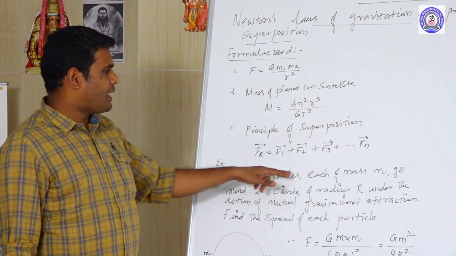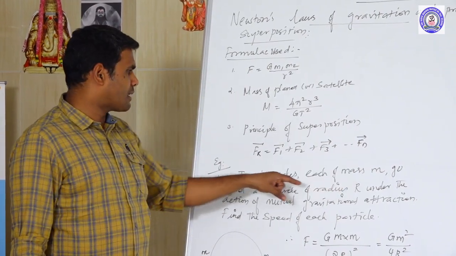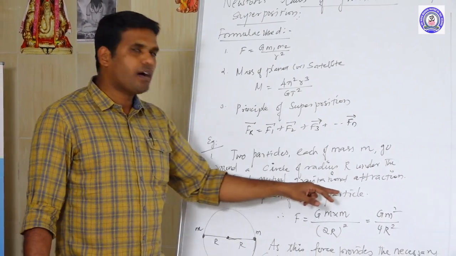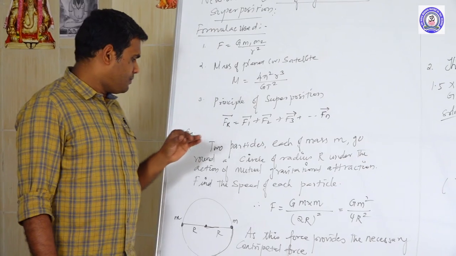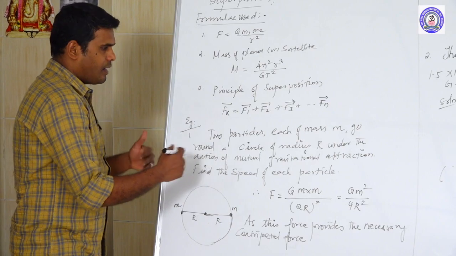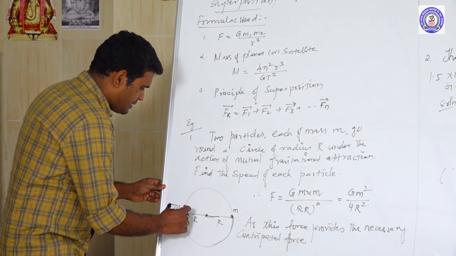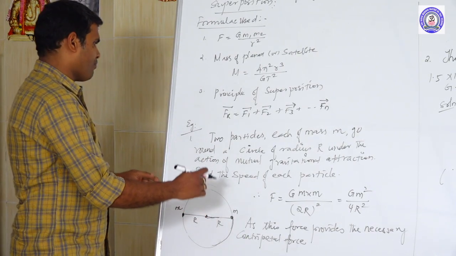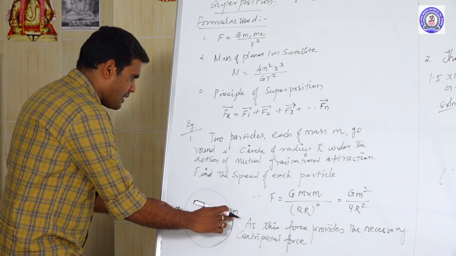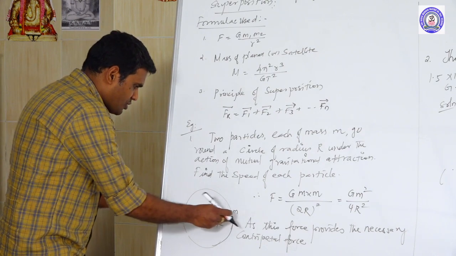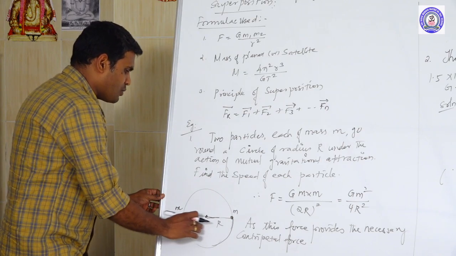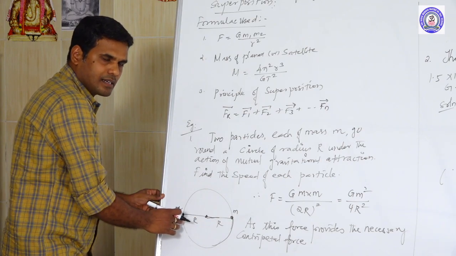First one: two particles each of mass m go around a circle of radius r under the action of mutual gravitational attraction. Find the speed of each particle. So they are asking you to calculate the speed of each particle. Let us consider two masses which are going around a circle of radius r. This is the circle over which the two masses are kept separated by a distance equal to the diameter. So the distance of separation between the two masses is equal to 2r, the diameter of the circle.